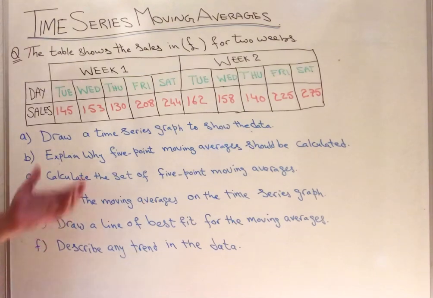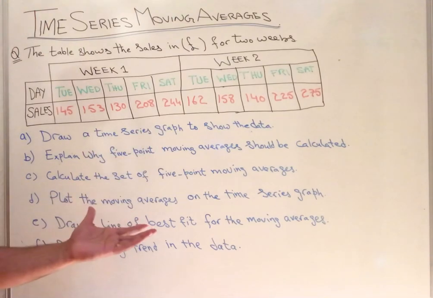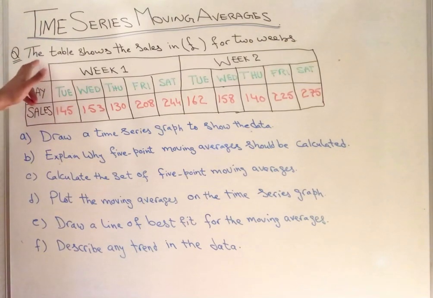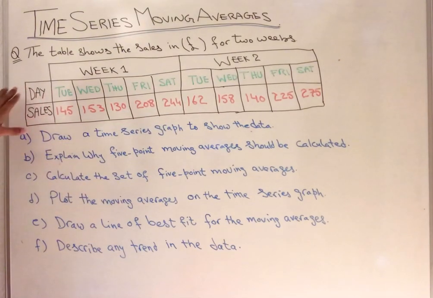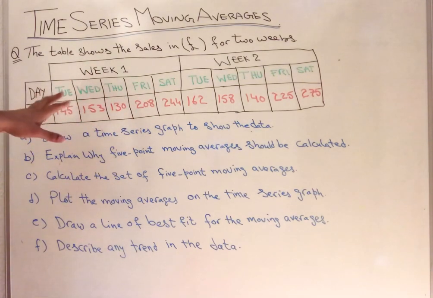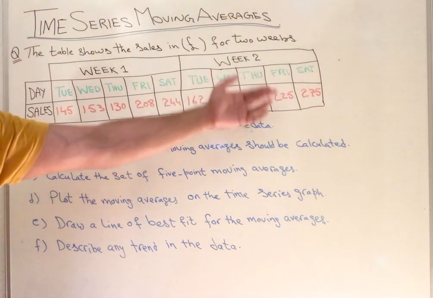Now here we have a question for the time series, and almost everything will be included in it. The question says the table shows the sales in pounds for 2 weeks. We have one week and a second week, and in each week we have specific days: Tuesday, Wednesday, Thursday, Friday, and Saturday. We have 5 days in one week. We have not included Monday and Sunday. The second week is the same.